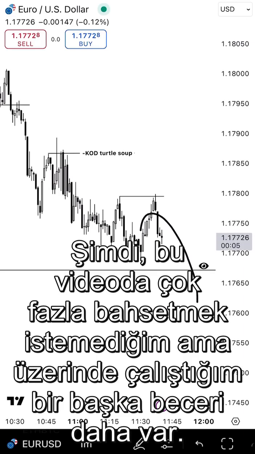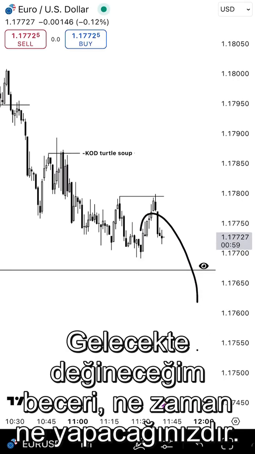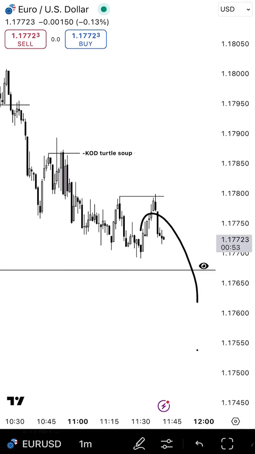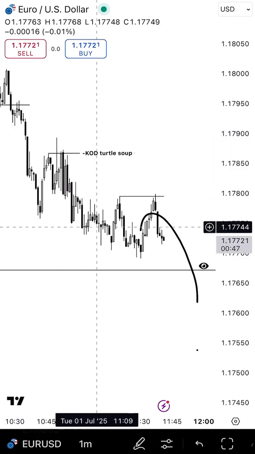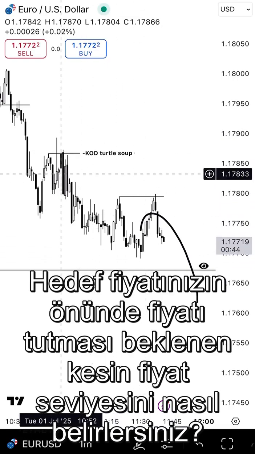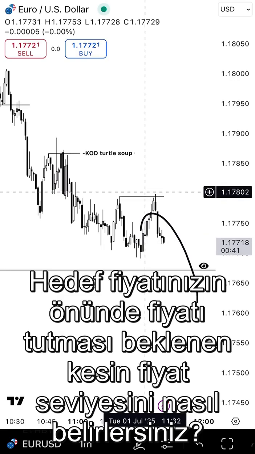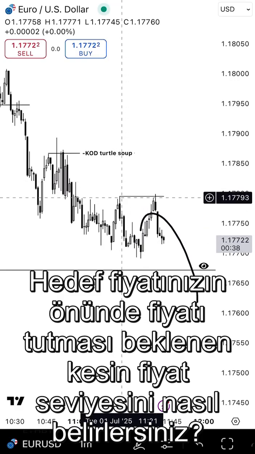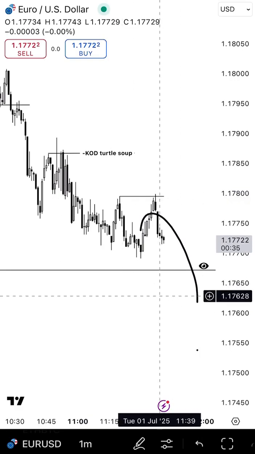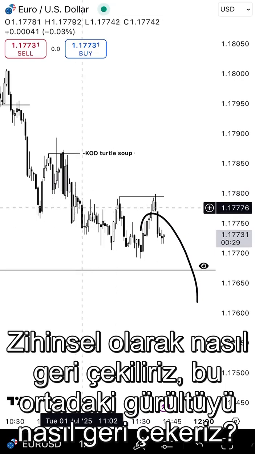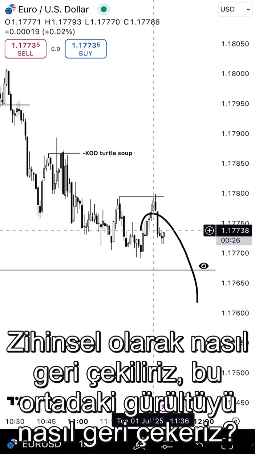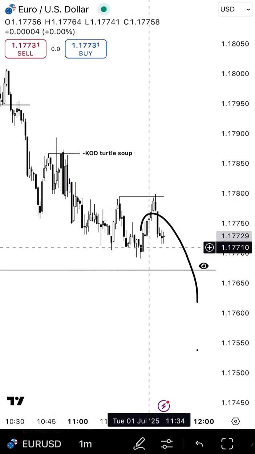Now another skill, which I don't want to talk too much about in this video, but another skill which I will be touching upon in the future is the skill of what do you do when, for example, your answer is here, right? What do you do all the way down? How do you determine the exact price level which is supposed to hold price before your target? How to withdraw mentally, withdraw this noise in the middle.